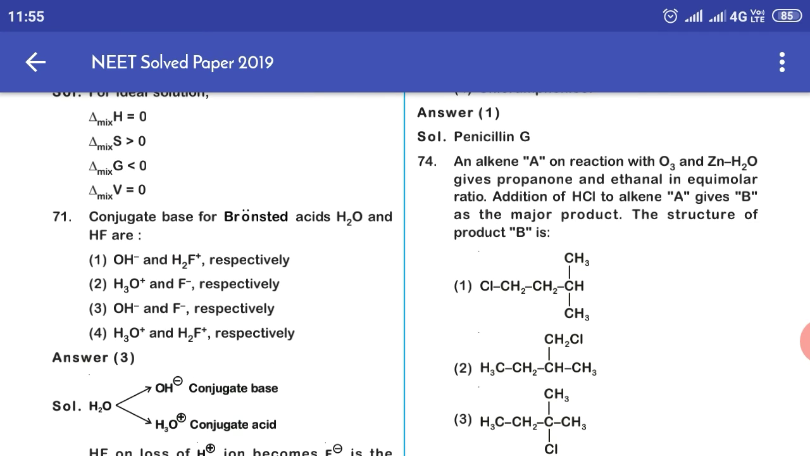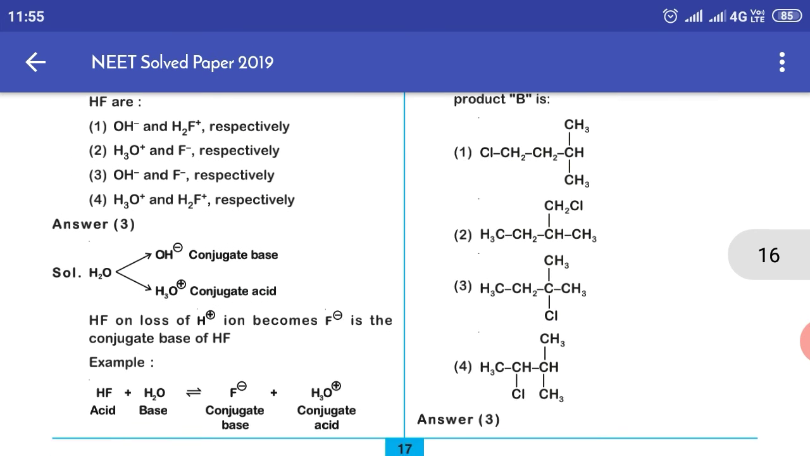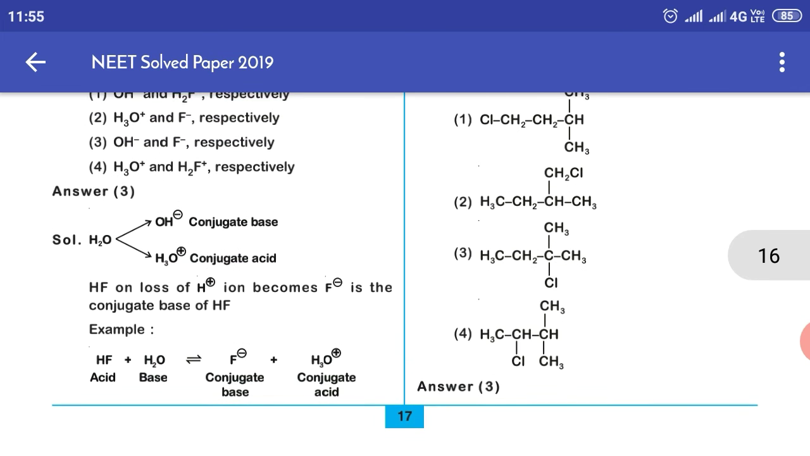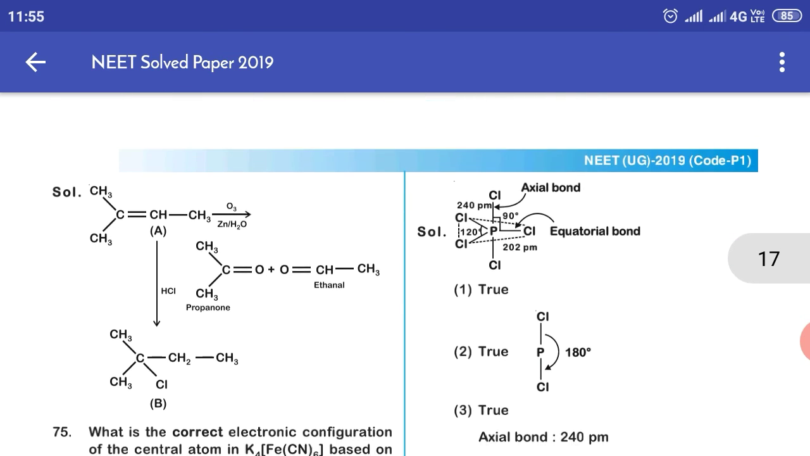Question number 74. An alkene A on reaction with O3 and Zn/H2O gives propanal and ethanal. This is an ozonolysis reaction. In equimolar ratio, addition of HCl to alkene A gives B as the major product. The structure of product B is, here option 3 is the answer. And this is the equation.